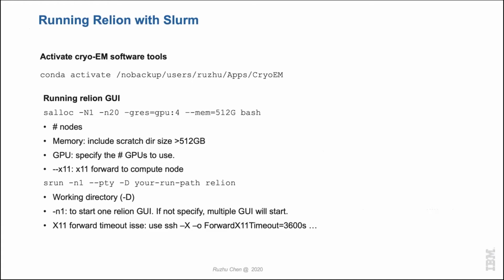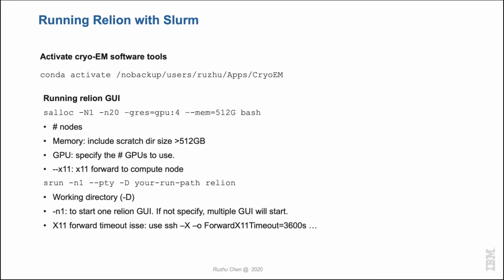Because everything is running with the Slurm scheduler, once you activate your cryo-EM environment, you can start using salloc to allocate your nodes. Once you get the node, you can run Relion interactively, or just run everything in the background.